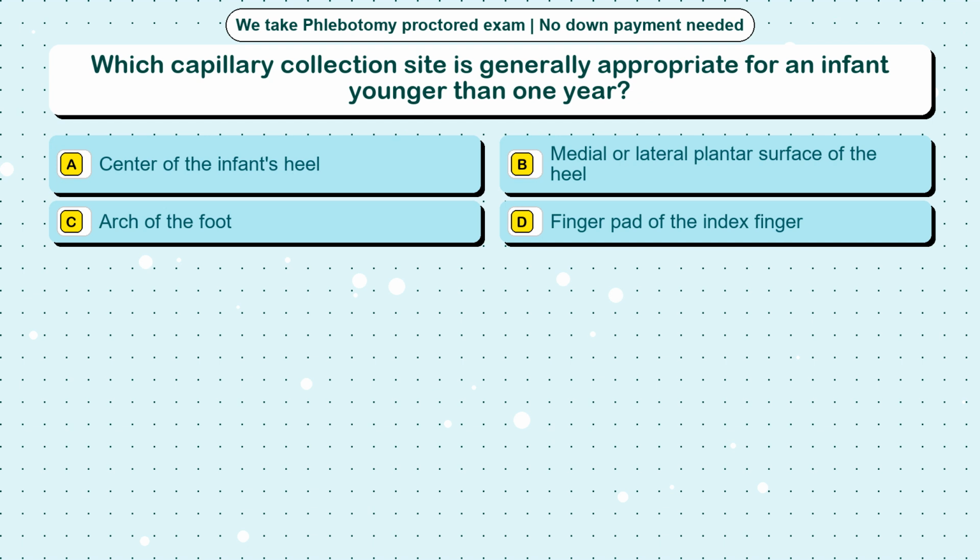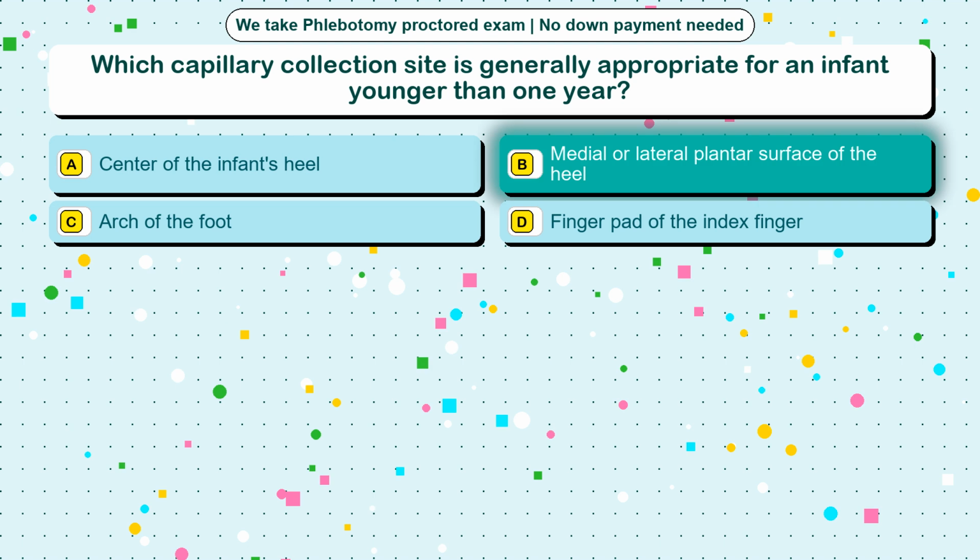Question 100. Which capillary collection site is generally appropriate for an infant younger than 1 year? Option A. Center of the infant's heel. Option B. Medial or lateral plantar surface of the heel. Option C. Arch of the foot. Option D. A finger pad of the index finger.